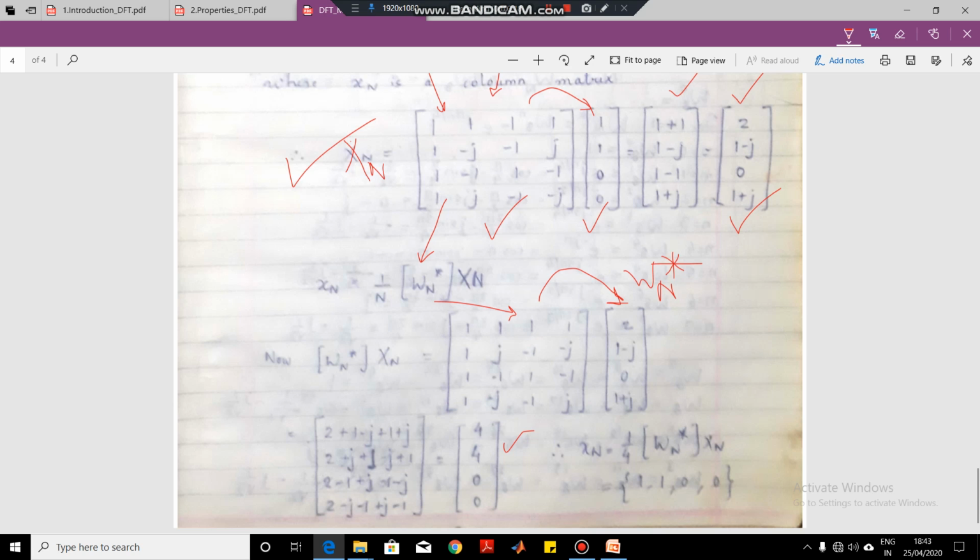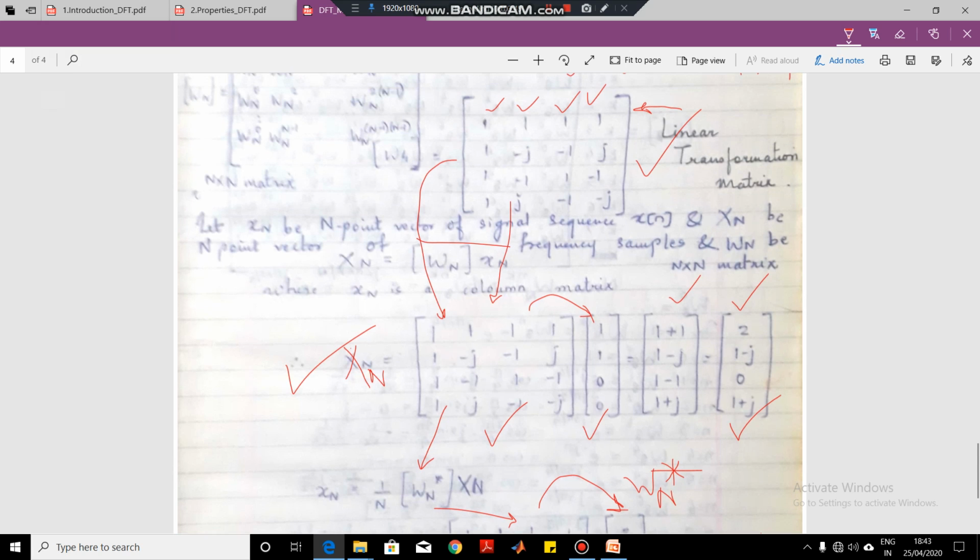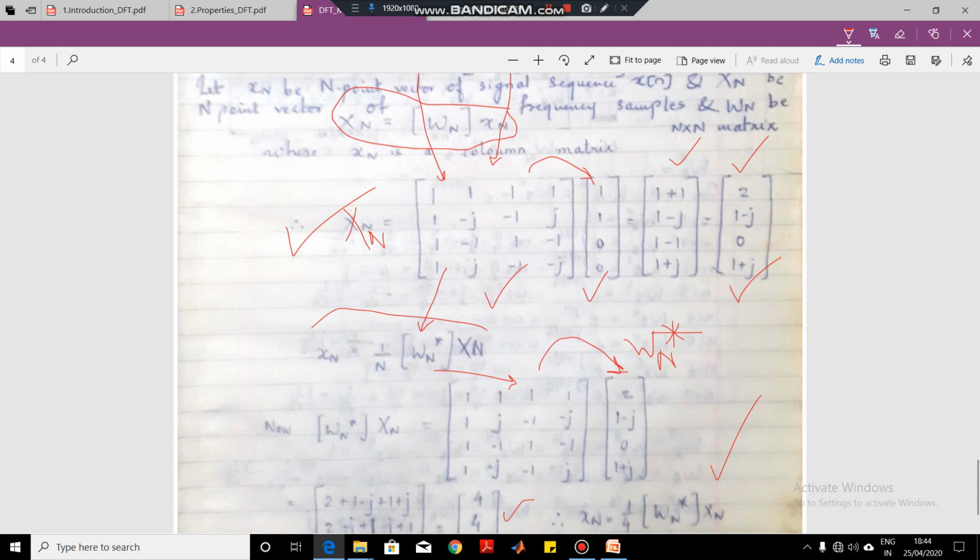In only two steps we can get the answer. There is no need for so many computations, which we had seen in the previous numericals, where many calculations were required. But in the matrix method, the number of calculations is very small, because we make use of the Twiddle factor matrix. One important thing to note is that when computing the DFT, you use the Twiddle factor matrix directly, but when computing the IDFT, you have to use the conjugate of the Twiddle factor matrix.